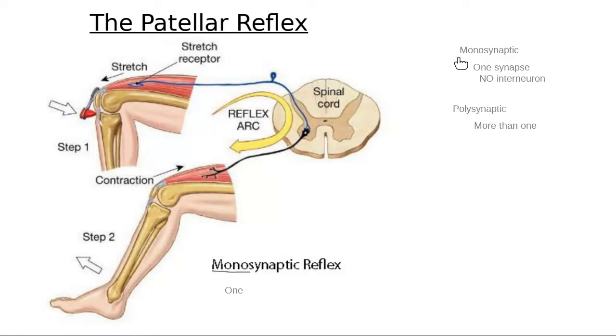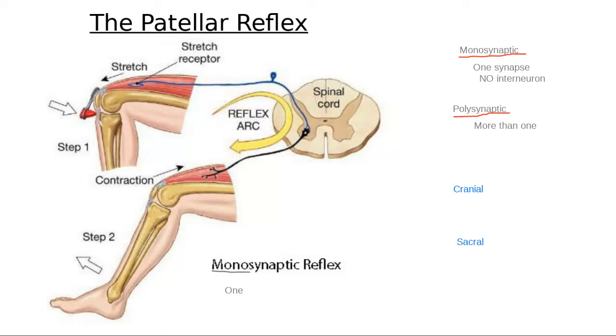Next thing that we need to know about reflexes. So here's my first set of words. Monosynaptic or polysynaptic. Do you have one synapse, meaning you have just two neurons, or do you have more than one synapse, which means we're going to have three or more neurons? That's my first thing. Second thing I need to know about reflexes is if they are cranial or sacral.